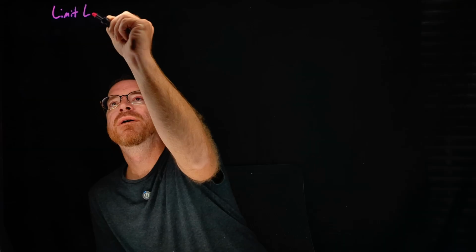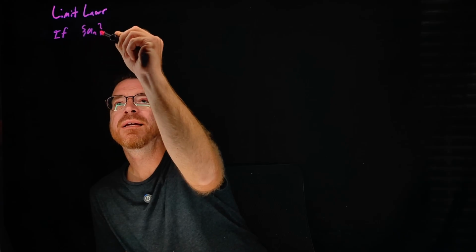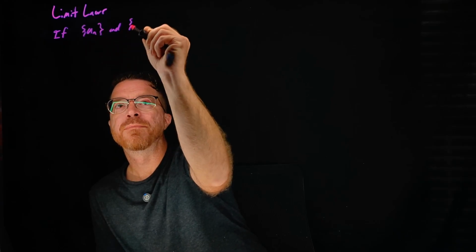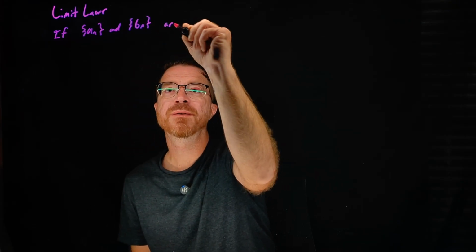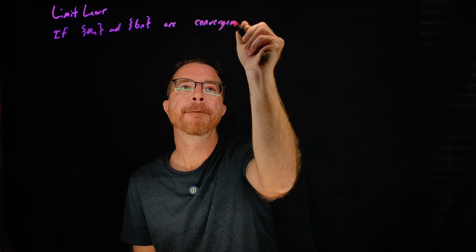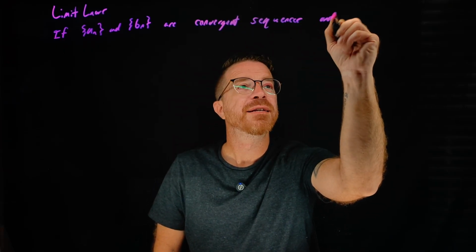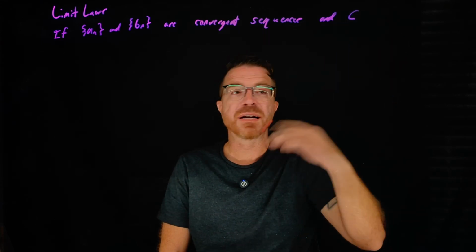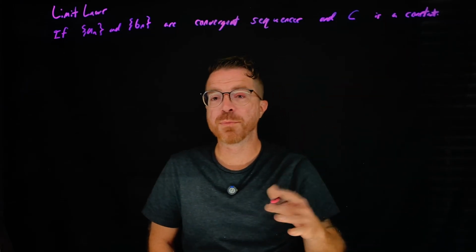So now let's define our limit laws. So we have our limit laws, which are that if our sequences an and bn are convergent sequences, so they're convergent sequences, and c is a constant, then the following rules will be true.